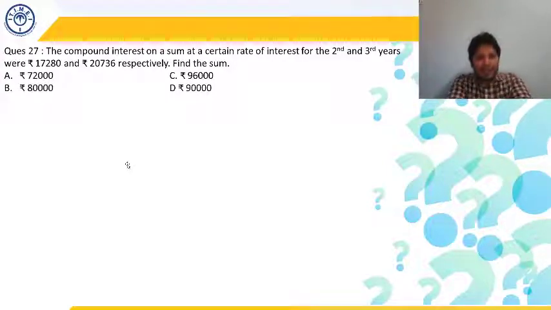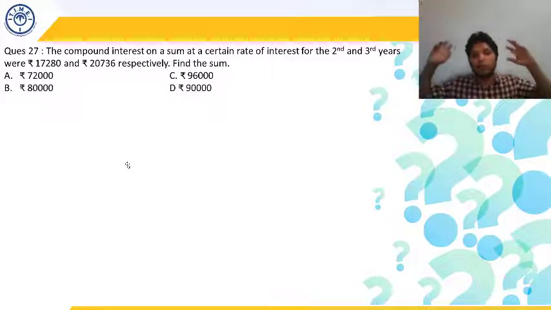So what has been asked in this question: the compound interest on a certain sum at a certain rate of interest for the second and the third year. Very important, it is given as second year, not 2 years. There is a difference between second year and 2 years. In 2 years it is the cumulative interest of the first year and second year, and if it is given as second year, it is only the interest for the second year, not the sum of first and second.